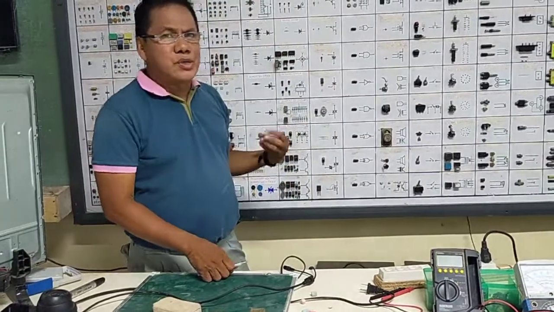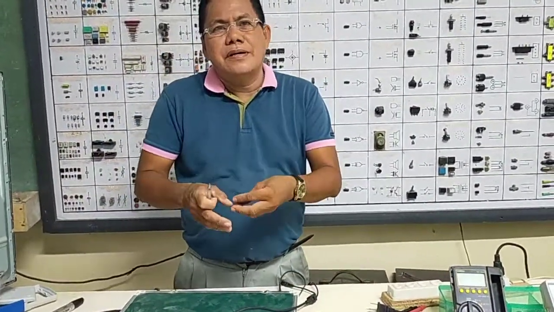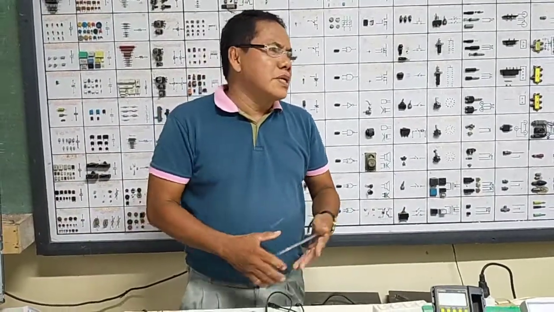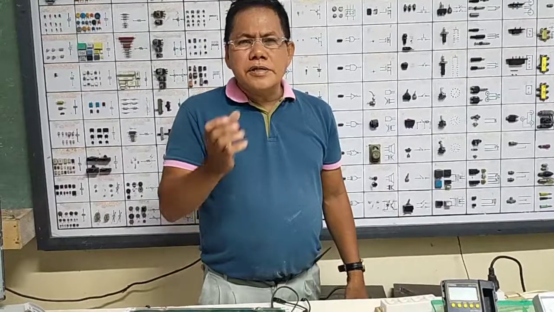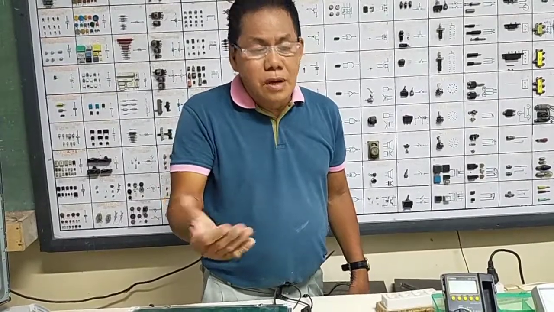So, what are these diodes? And how do these diodes behave in electronic circuitries? A diode actually is a unidirectional device that conducts electric current in only one direction. Okay, let us find out.